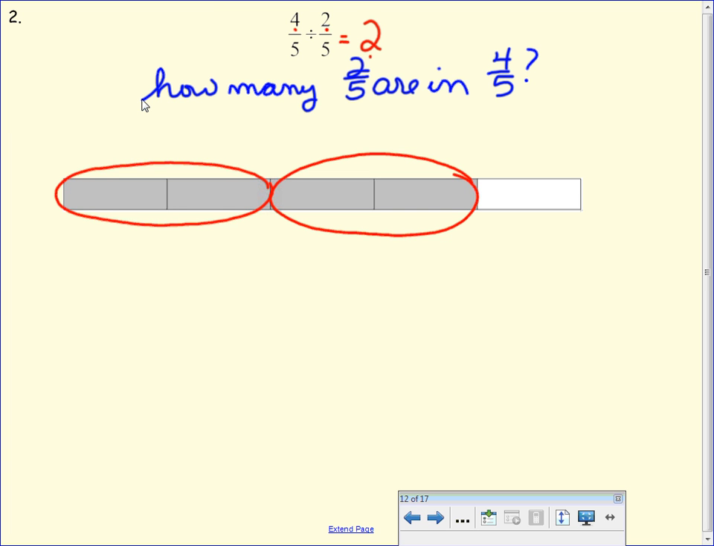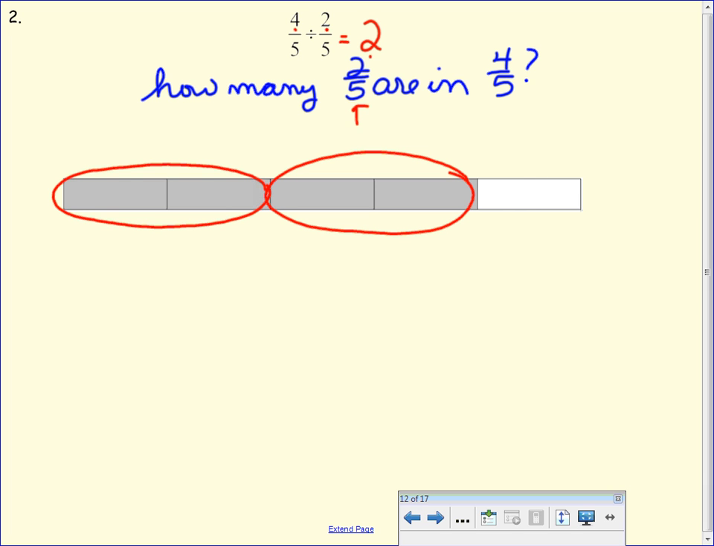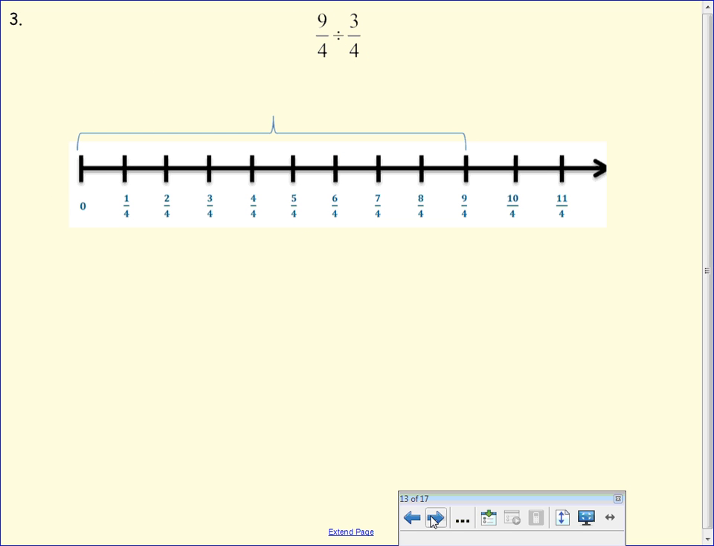Try the next one. Step 5 is 4 boxes. We made 2 groups. Here's a group and here's a group because we want our groups to be 2/5. So this is 1/5 and 1/5, so that's 2/5. So that made a group. Okay? On to the next one.